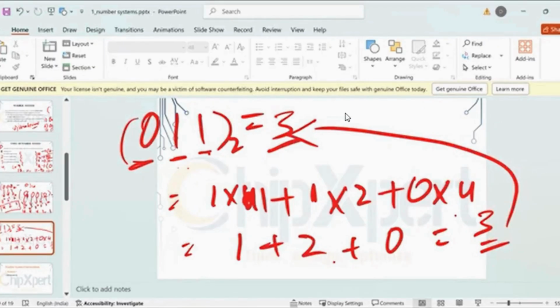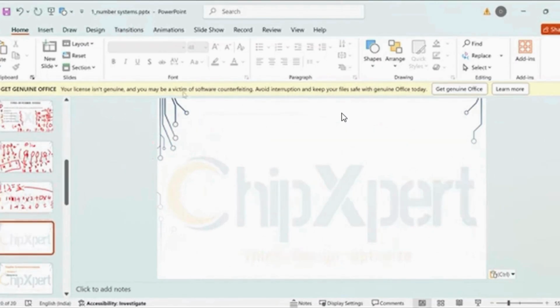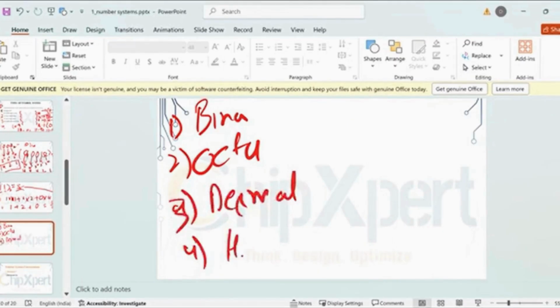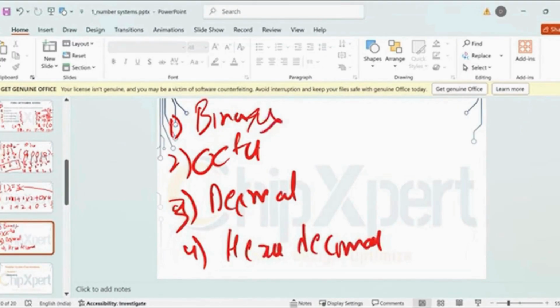We are going to see how to convert one number system to another number system. We have seen 4 types of number systems: binary, octal, decimal, and hexadecimal. Now we are going to convert one number system to another.